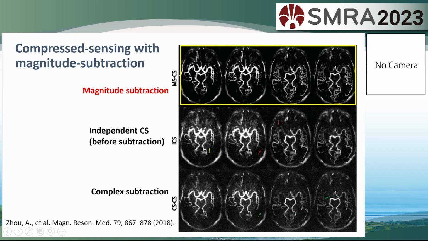Fortunately, ASL angiography is well suited for undersampled reconstruction, such as compressed sensing, because of its high sparsity. A previous study has demonstrated that compressed sensing with magnitude subtraction shows superior performance in ASL dynamic angiography compared to compressed sensing with complex subtraction or applied before subtraction.